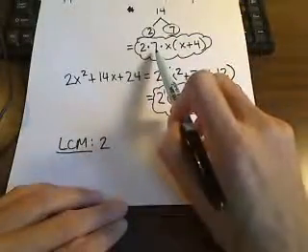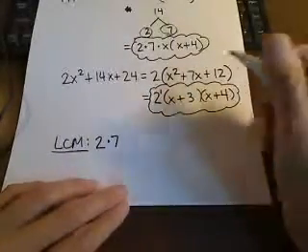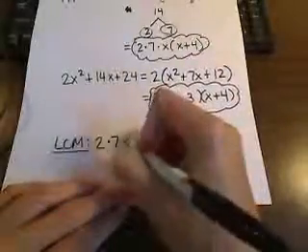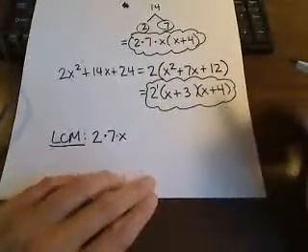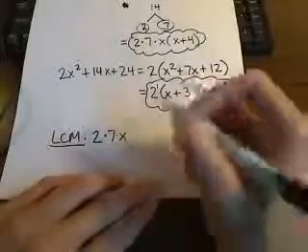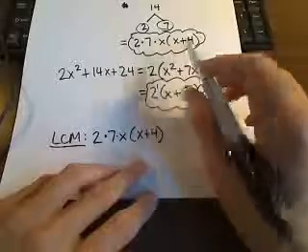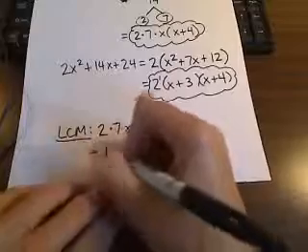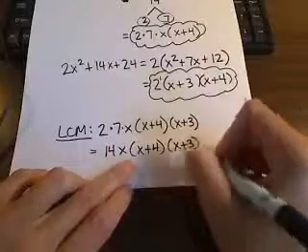Okay, 7 occurs once here, no times there. The most it occurs in either spot is once. X occurs once here and no times here, just a singular x, so we're going to need just one x in the LCM. The x plus 4 occurs once here, and once here, so I need an x plus 4. And then x plus 3 occurs 1 time here, no times there. The most it occurs in either spot is once. So your LCM here ends up being 14x times the x plus 4 and the x plus 3.